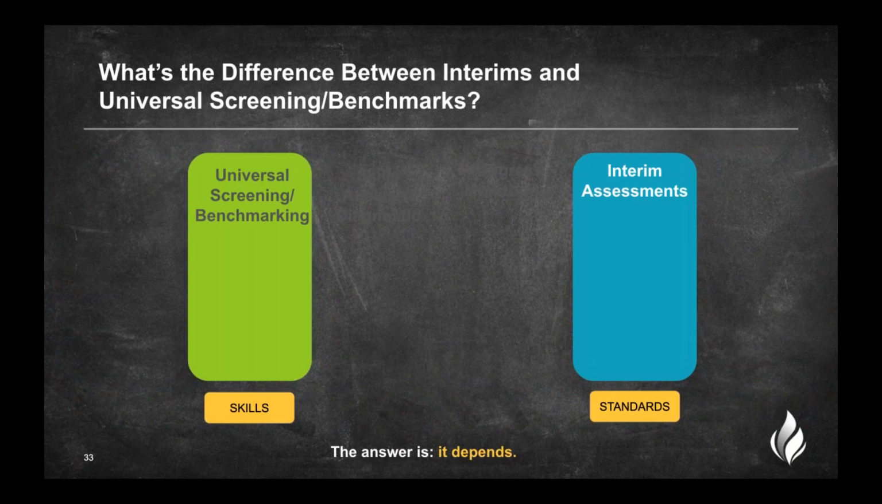So the difference, again, between interims and universal screening and benchmarking. And I will say again, some districts use the terms benchmarks or interims interchangeably. But you should have both purposes being served in a school district, and we are going to define them this way. Interim assessments: a dipstick test of standards in your school district. Universal screening: a dipstick test to measure risk for students, about who doesn't have the skills they need to readily access those standards.